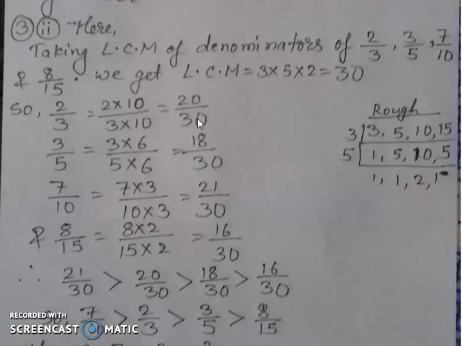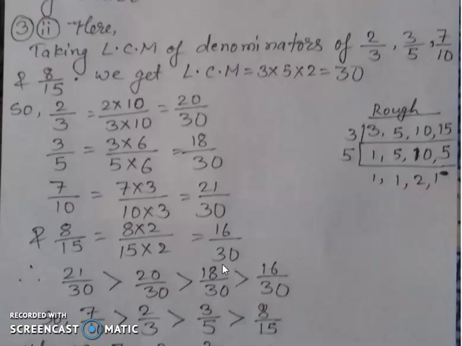So now we have to see descending order, it has been said. So we have to see the greatest one. 21 is greatest. So 21 by 30 is greater than 20 by 30, is greater than 18 by 30, is greater than 16 by 30. You can see 21, then 20, then 18, then 16. So 21 by 30 is 7 by 10. So 7 by 10 is greater than 20 by 30. 20 by 30 is what? 2 by 3. So greater than 2 by 3.